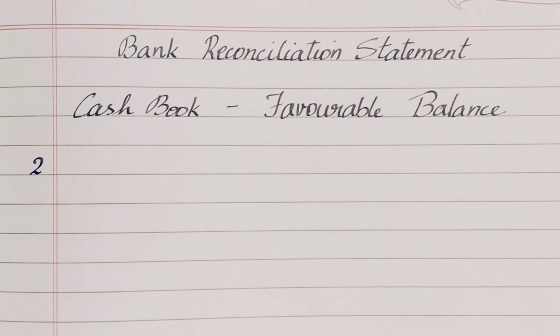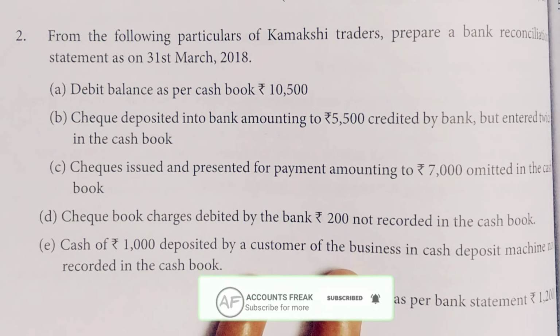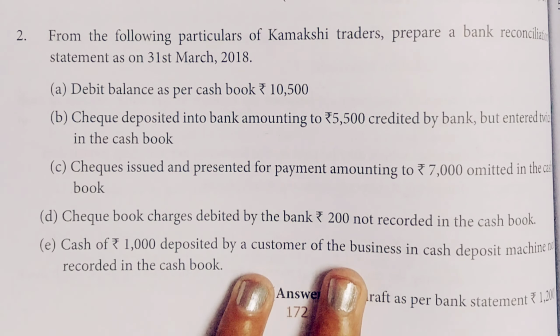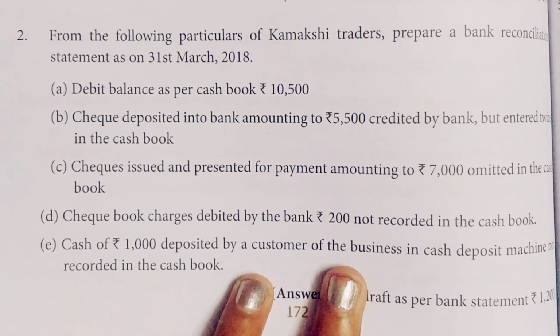In this video, we're going to look into a bank reconciliation statement which has a cash book balance that is a favorable balance as per cash book. So this is the second sum from the Standard 11 textbook. The sum goes as: from the following particulars of Kamakshi Traders, prepare a bank reconciliation statement as on 31st March 2018. So they have given us a debit balance as per cash book. This shows that it is a favorable balance as per cash book.